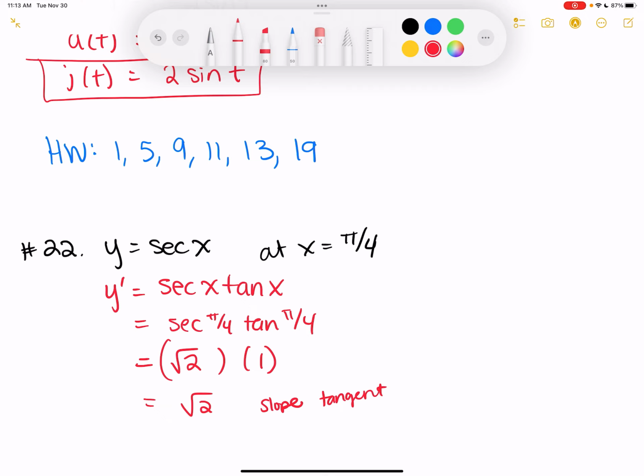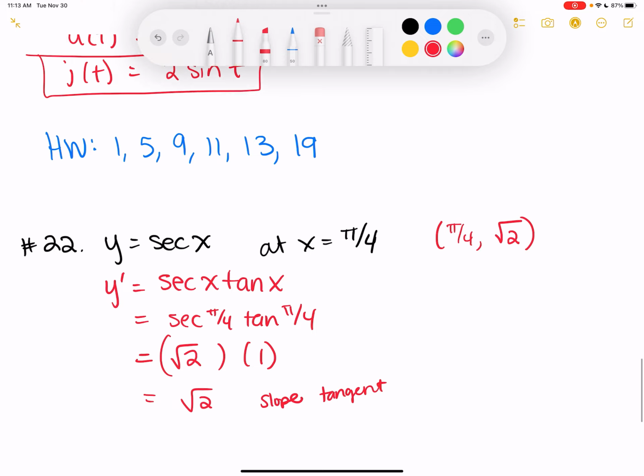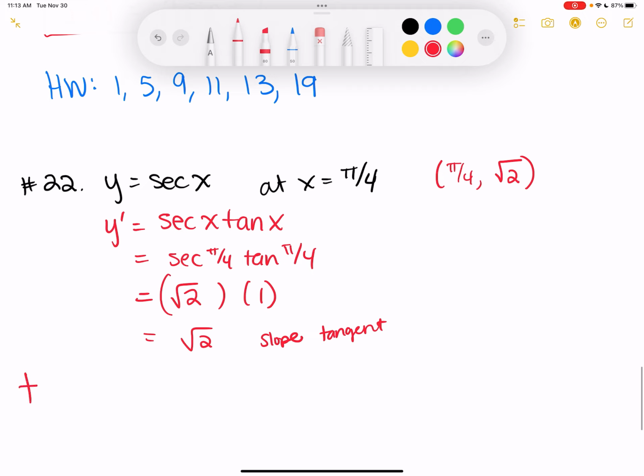Now to find the y value to get my point, I'm going to have the point pi over 4, and then whatever that is. The secant of pi over 4 we just said was the square root of 2, so the square root of 2 is the y value. So now for my tangent line, in point slope form, y minus the square root of 2 is equal to the square root of 2 times x minus pi over 4.